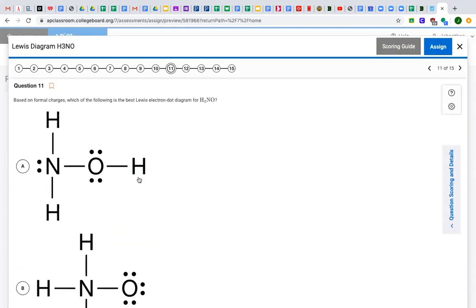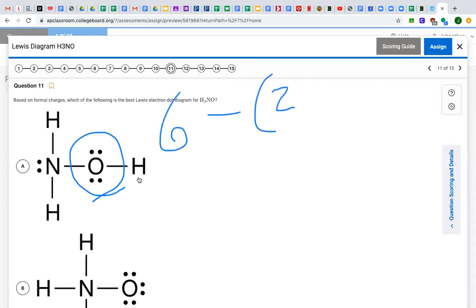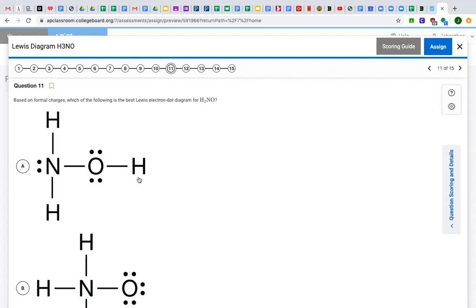Now let's take a look at A, right? So if you look at A, what about this oxygen? Is this oxygen happy? It is happy. How do you know? Because you take 6 valence electrons minus the 2 bonds it makes, plus the 4 lone pair electrons, and 2 plus 4 is 6. 6 minus 6 gets you 0. Very good, Rainisha. Okay, and then all we have to do, guys, is calculate the formal charge on this nitrogen.